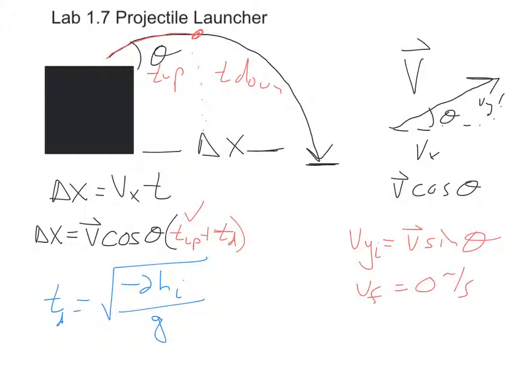Once I have time down, I'll put a little check here. I can add those two times together, multiply that by my velocity in the x direction, which is V times the cosine of whatever angle I have, and that will equal the displacement, how far that projectile will launch.